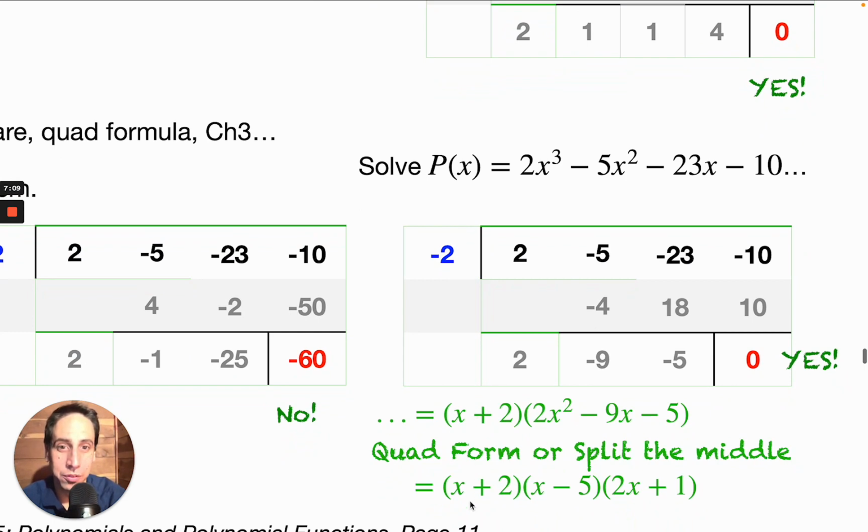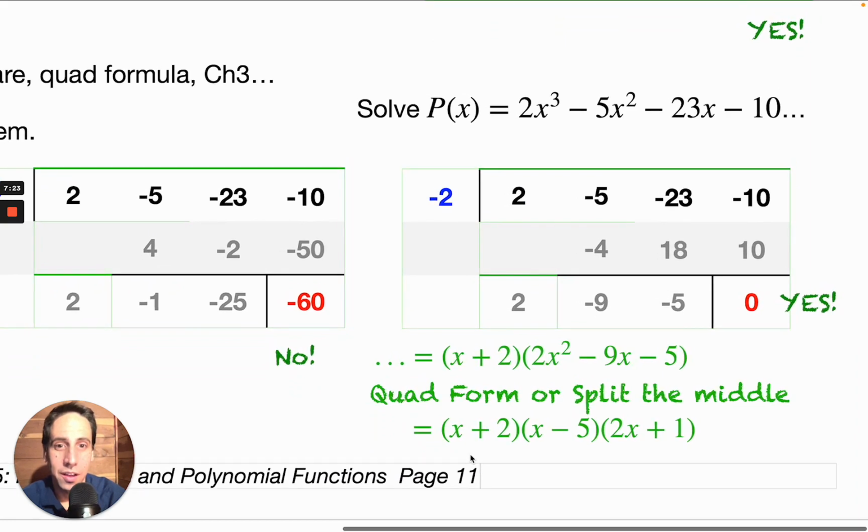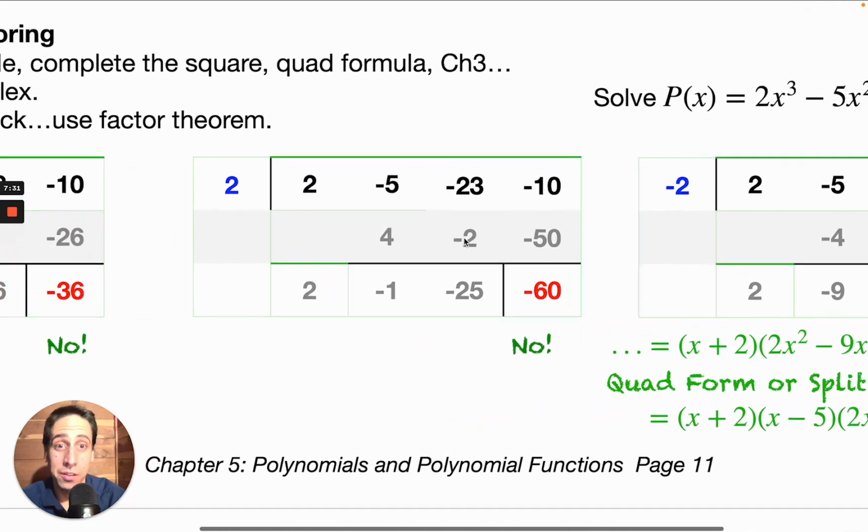You notice the x plus 2 gets rewritten. It's the same down here, but instead of 2x squared minus 9x minus 5, I split the middle, and I eventually got x minus 5 times 2x plus 1. And now I can solve it way easier. The solutions to this giant polynomial equation are going to be negative 2, positive 5, and negative 1/2. That's what solving it might look like by hand.